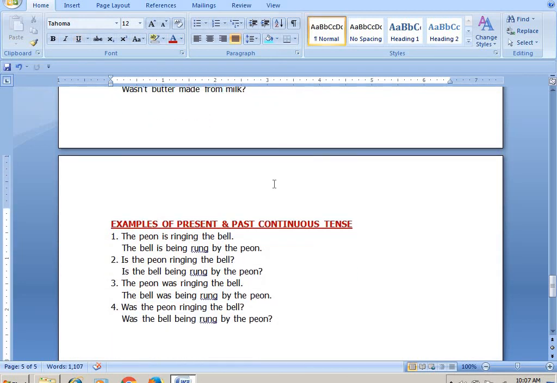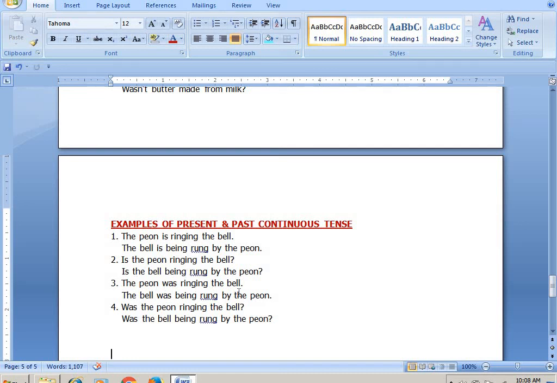Examples of present and past continuous tense. Students, past and present continuous tense. Now look here. The peon is ringing the bell. The bell is being rung by the peon. Is being rung because the action is getting done. Is the peon ringing the bell? Is the bell being rung by the peon? Rung is the past participle of ring.